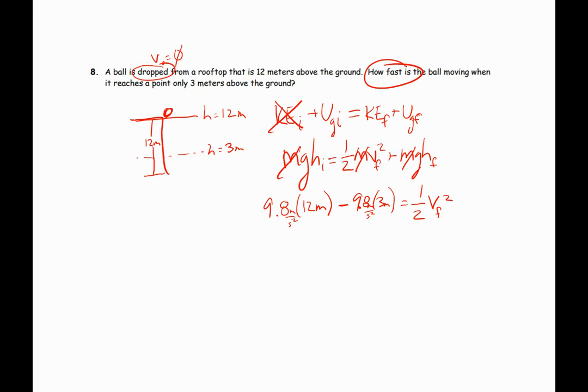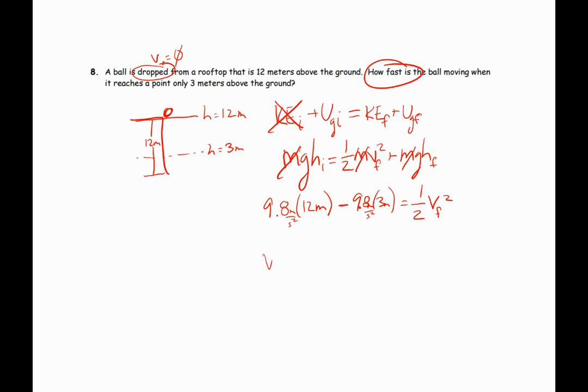Then I'm going to go ahead and multiply both sides by 2, and then I'm going to find the difference there. And actually, how I would plug this in is I would do 12 minus 3, which I know is 9, and then times 9.8 times 2 gives me my v final squared.